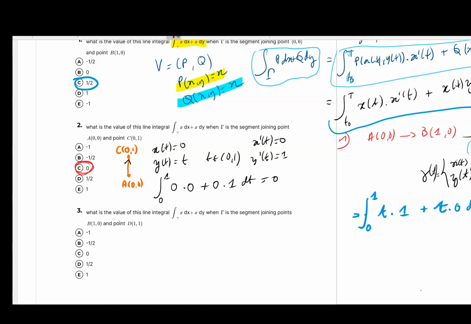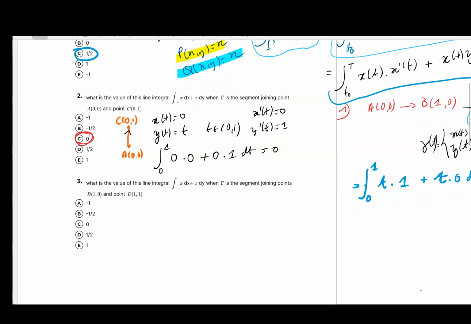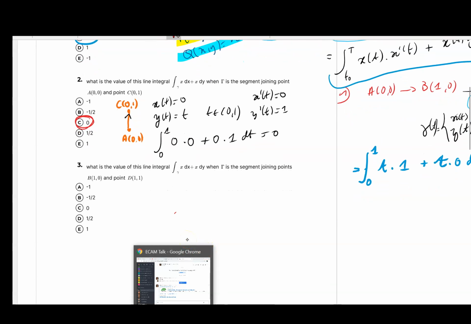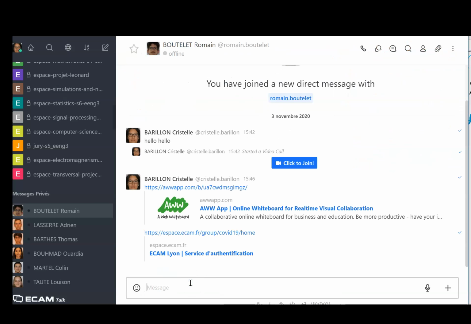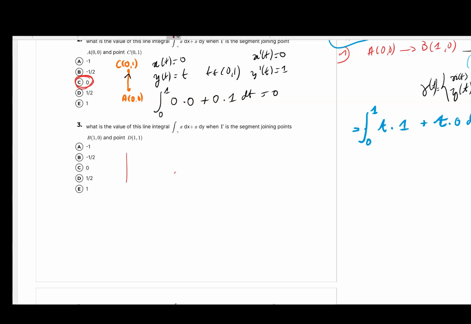Okay, next one, I'm joining the points. So we have now the Cartesian plane xy, and we want to join the point B with coordinates (1, 0) and the point D, with coordinates (1, 1). Okay, so that's going to be that segment and in that direction.